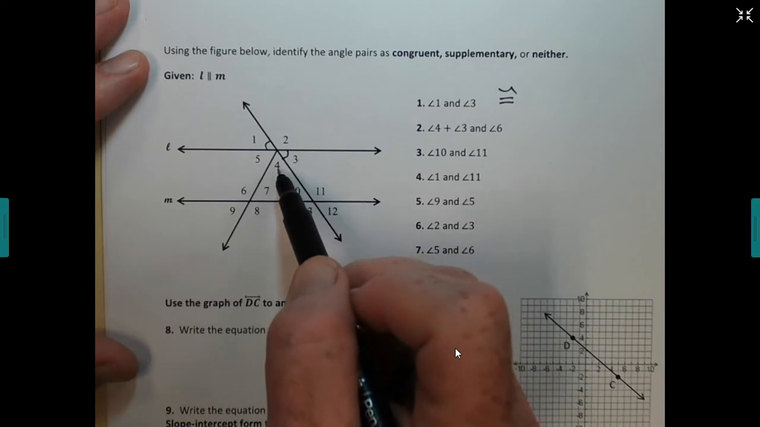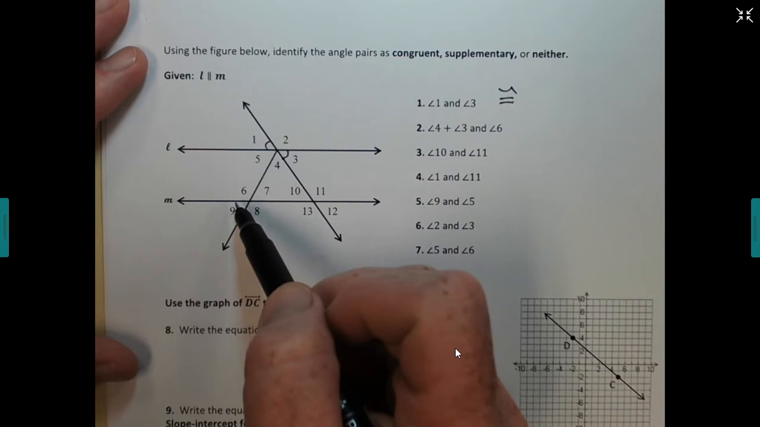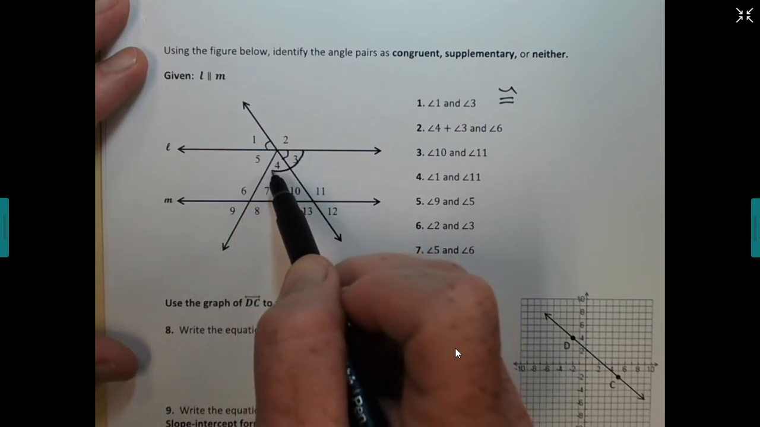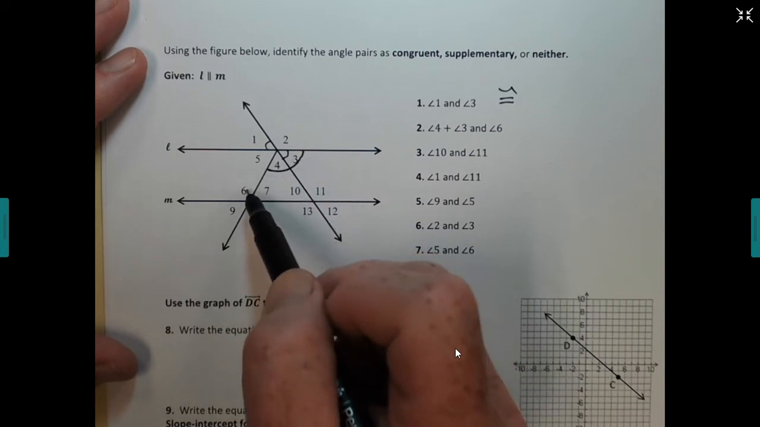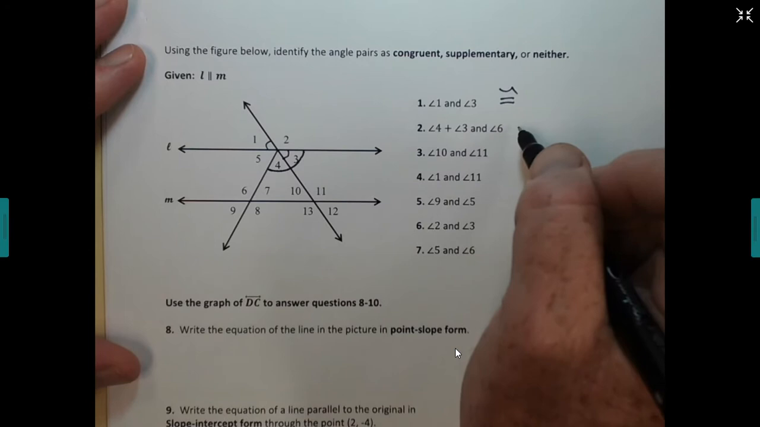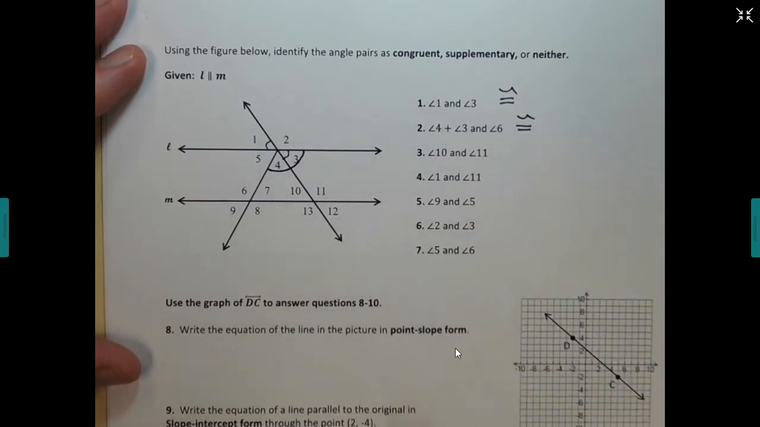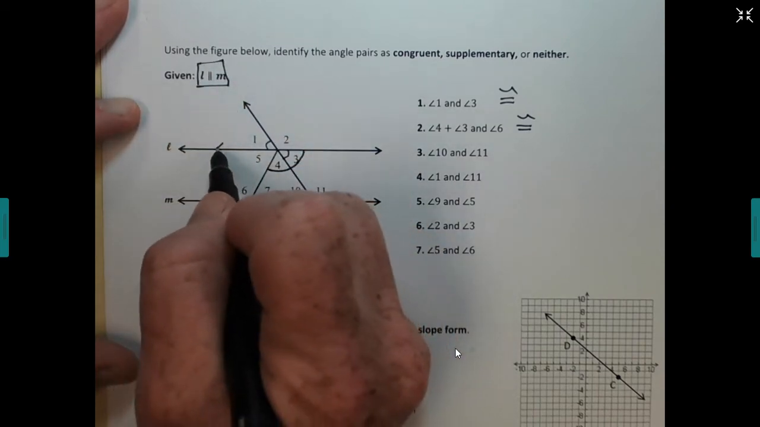3, 4, and 6. All right, so 3 plus 4 here, if you look at them together, that's an alternate interior pair with 6. So the 3 and 4 would be congruent to angle 6. All right, and remember, we're given the lines are parallel.